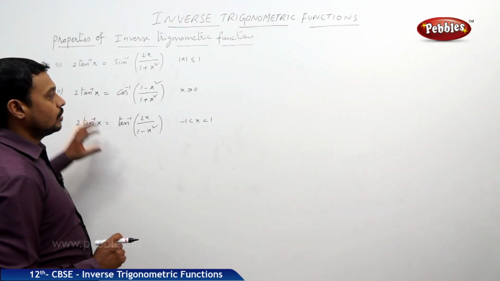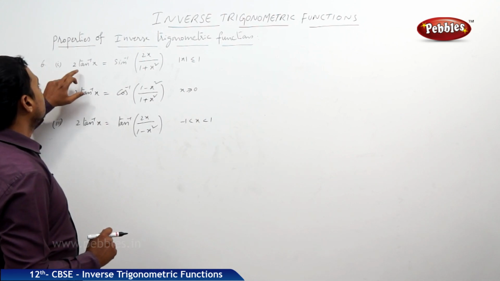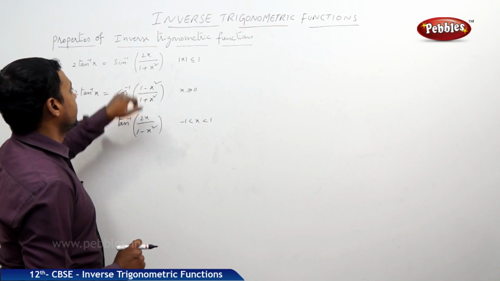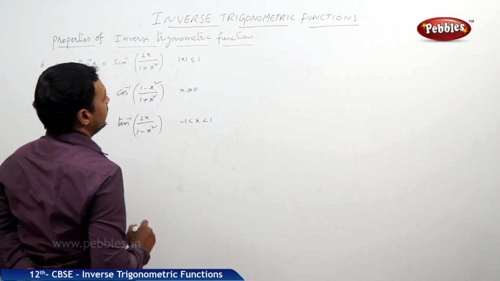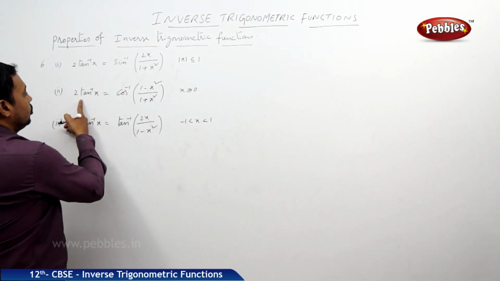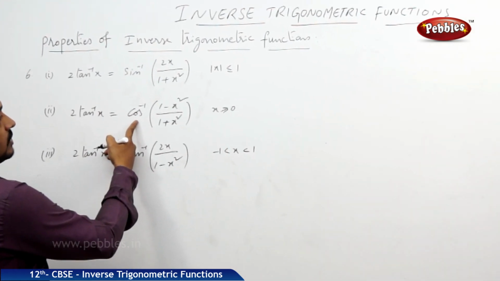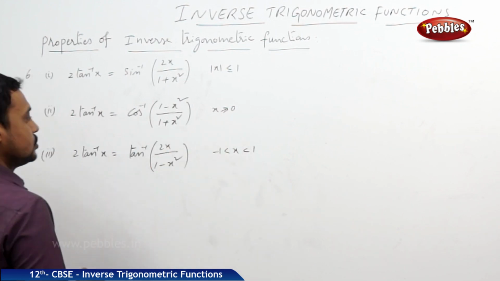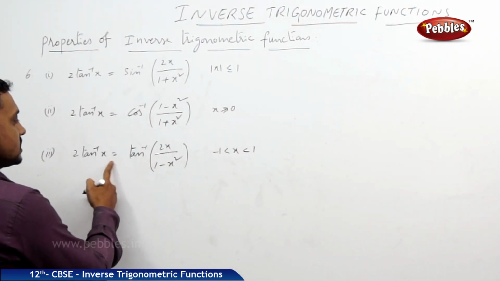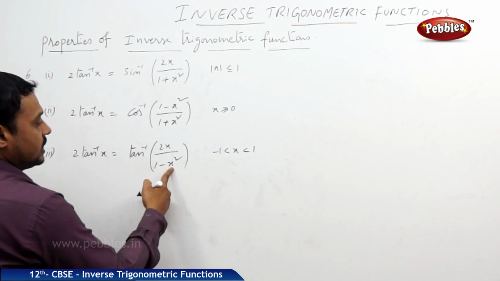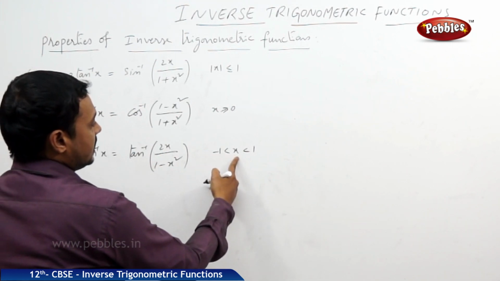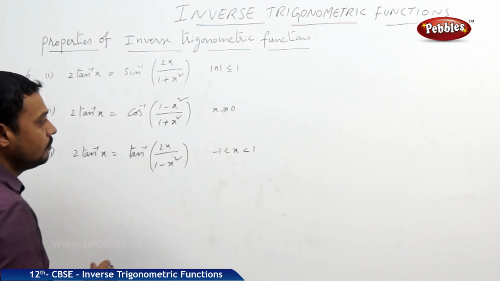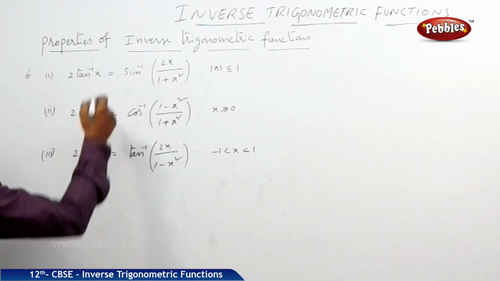Hence, the third property is also proved. Now the next properties: 2 tan inverse x is equal to sin inverse of 2x by (1 plus x square) when mod x is less than or equal to 1. 2 tan inverse x is equal to cos inverse of (1 minus x square) by (1 plus x square) when x is greater than or equal to 0. 2 tan inverse x is equal to tan inverse of 2x by (1 minus x square) when minus 1 is less than x less than 1. Of course, we have proved this one earlier. Now let us prove the first two.